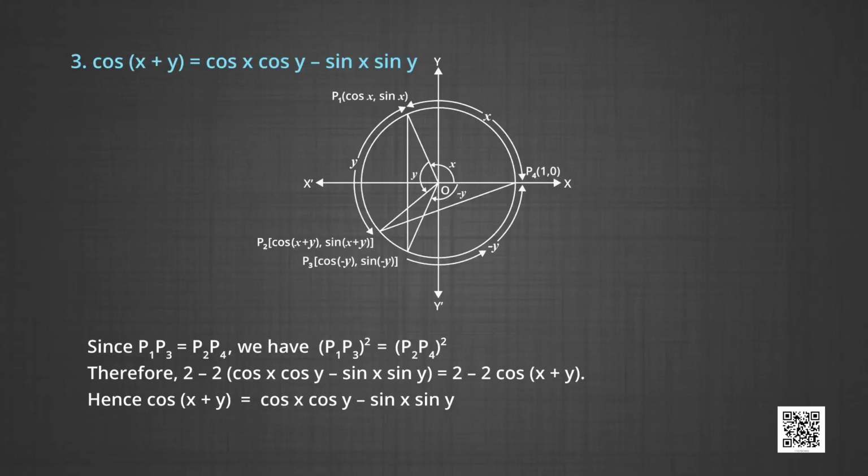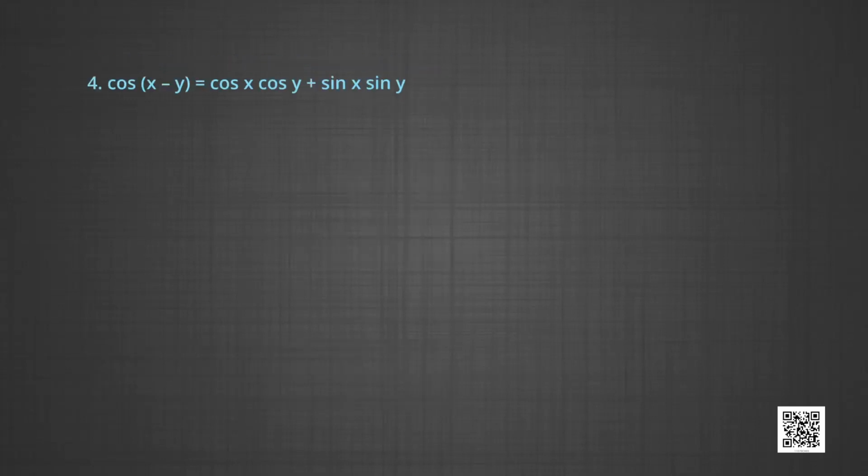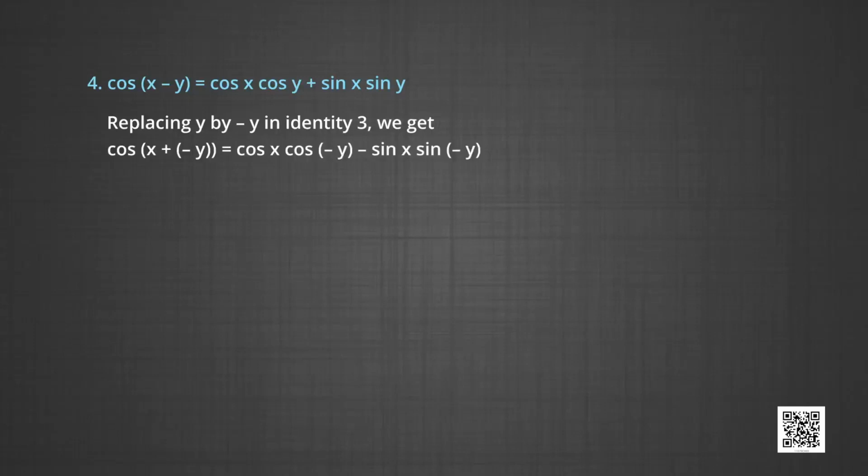Friends, now we will see how we get the formula for cos of x minus y. In the identity which we have proved, we will replace y by minus y. On replacing y by minus y, we get cos of x plus minus y is equal to cos x cos of minus y minus sin x into sin of minus y. Now again we will apply cos of minus y is cos y, sin of minus y is minus sin y. Therefore, we get cos of x minus y is equal to cos x cos y plus sin x sin y.